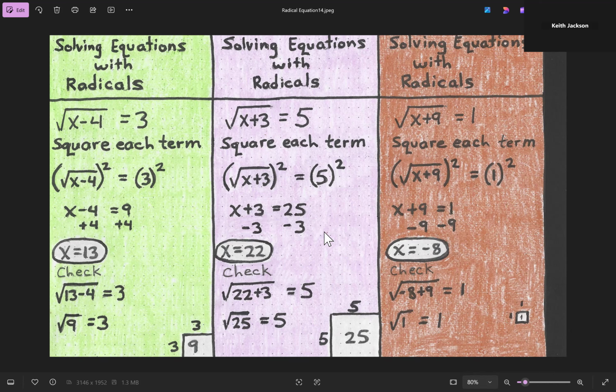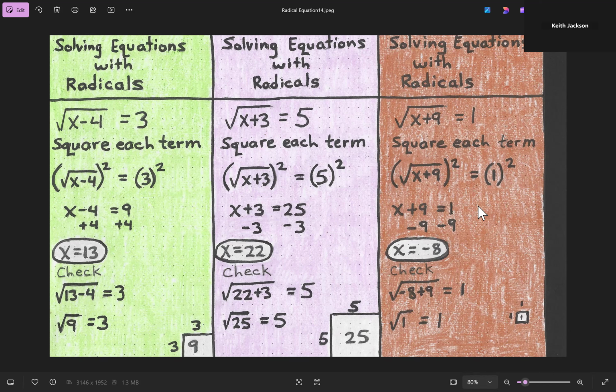And we're going to balance this equation so we can isolate x by subtracting 3 from both sides. And when we do that, we will discover that x is equal to 22. And when we plug in 22 right here in place of x, we know that 22 plus 3 will equal 25. And we know that the square root of 25 is equal to 5.